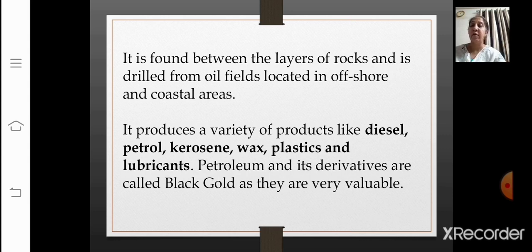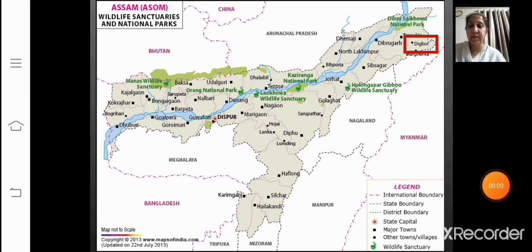So remember what petroleum and its derivatives are called. It is called black gold. Now let's go through the producers. The chief petroleum producing countries are Iran, Iraq, Saudi Arabia and Qatar. The other major producers are USA, that is United States of America, Venezuela and Algeria.